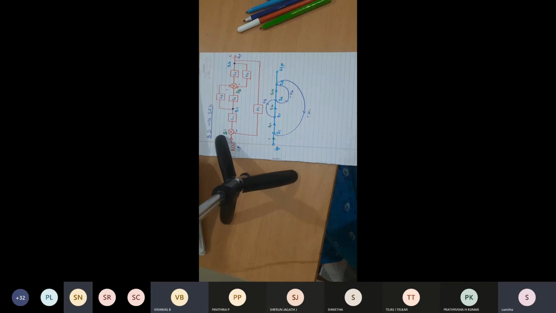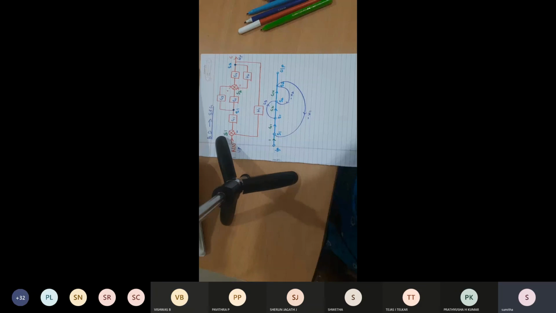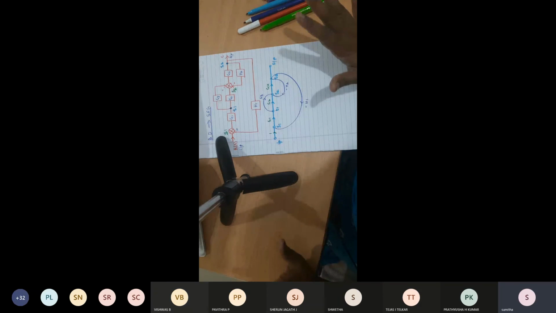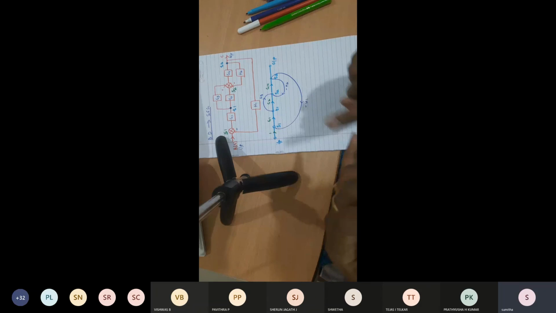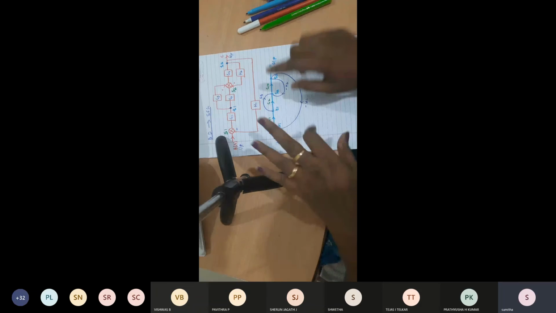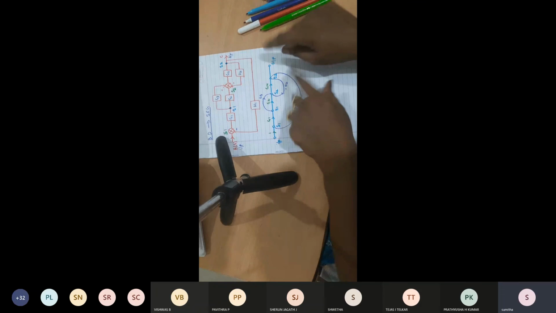When any block diagram is given, first what you have to do is name the input, summing point and the takeoff point. Again, you have to name them. However many summing points are there, name them S1, S2, S3, S4 up to infinity. Then name all the takeoff points. Then represent input, output, takeoff point, summing point in terms of node.